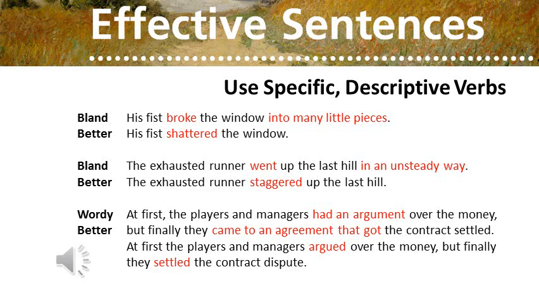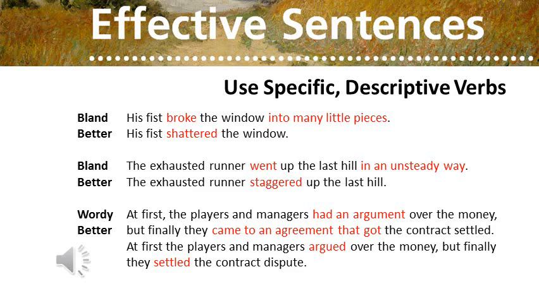Okay, so here we have some examples of poor use of descriptive verbs and good use of descriptive verbs. Okay, his fist broke the window into many little pieces. Well, there's a verb for that. It's called shattered. Notice the difference in the two sentences. His fist shattered the window. The second one is much more effective because it's shorter. All the words are doing the work.